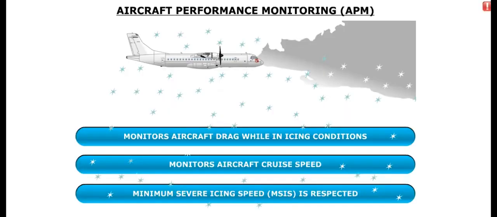The Aircraft Performance Monitoring System, or APM, monitors aircraft drag while in icing conditions. The system also monitors aircraft cruise speed, and it will check that the minimum severe icing speed, or MSIS, is respected when warranted. The APM is activated when the airframe de-icing is selected on.